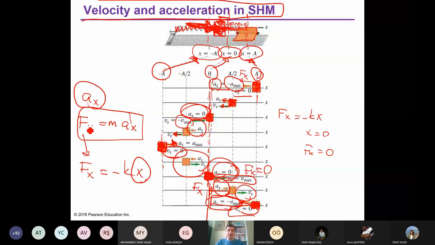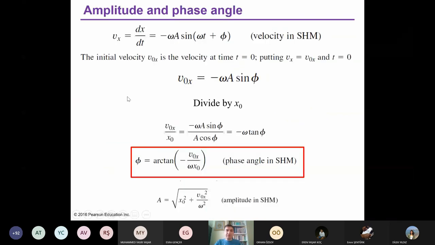Do you have any question here? And let me continue with the amplitude and phase angle. Amplitude is A and phase angle is phi. So how to calculate phase angle and amplitude in simple harmonic motion?